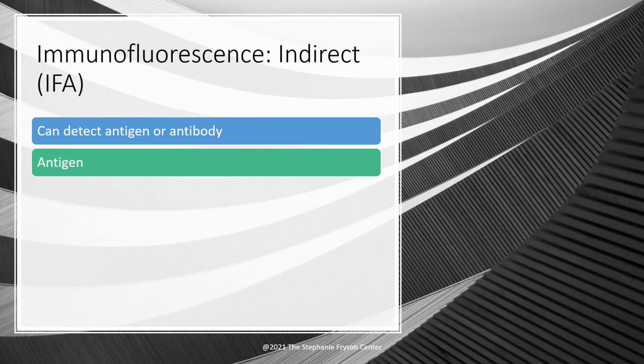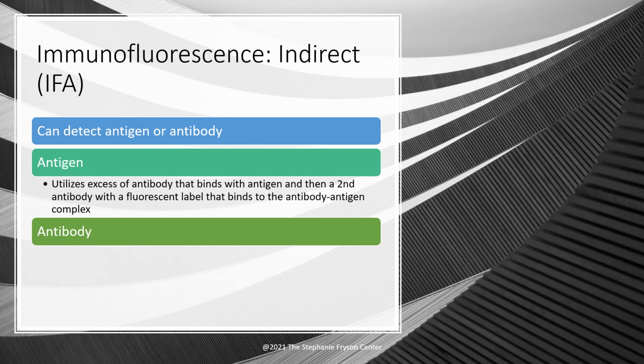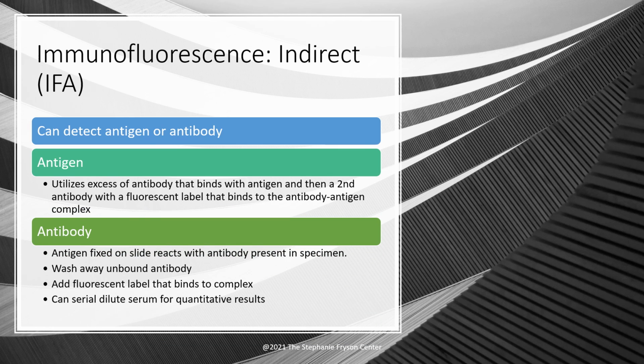Indirect detects the antigen or antibody. For antigen, it utilizes an antibody that binds with the antigen, and then a second antibody with a fluorescent label binds to it. For antibody, the antigen is fixed on a slide and reacts with the antibody in the specimen. We wash away the unbound portion and add the fluorescent label that binds. And then you can dilute this for quantitative results.